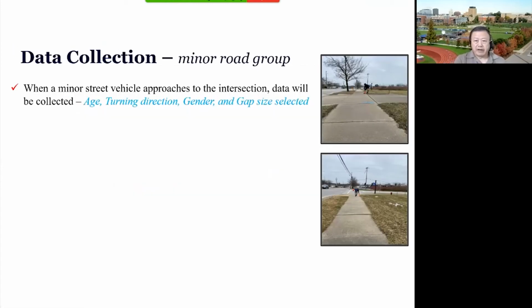We have divided our people into two groups. One is on the minor roads, and their objective is to collect information whenever there's a vehicle on the minor road at the stop sign, about age, turning direction, gender, gap size, and so on.